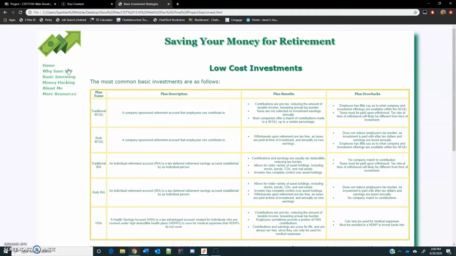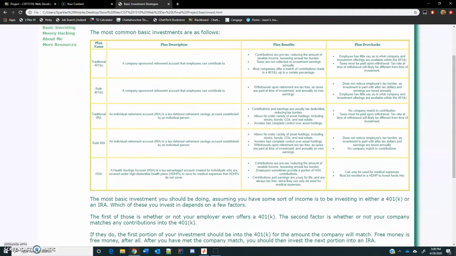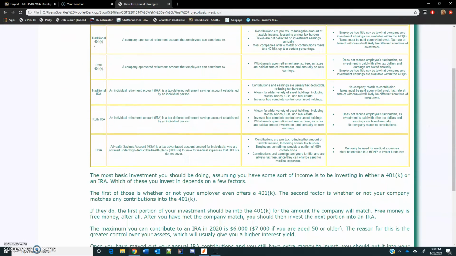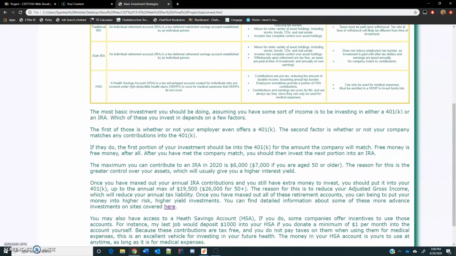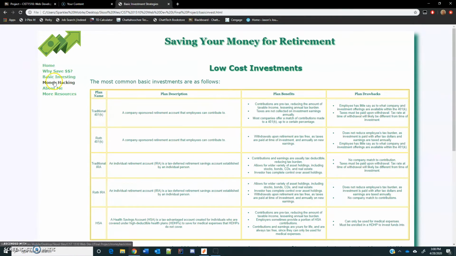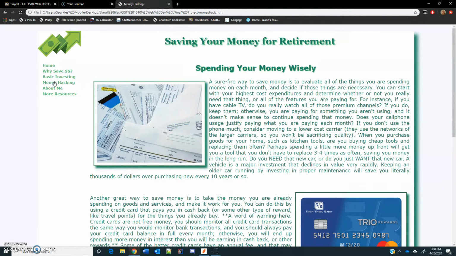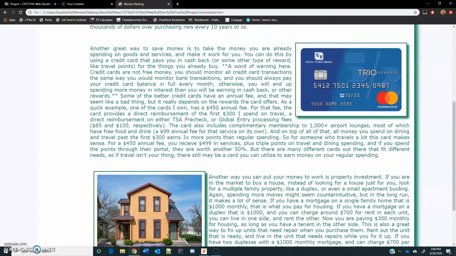I have another page with a table about the different retirement investment accounts available to most people, as well as descriptions on how those investment accounts are operated. I have a page that is about how to spend your money wisely.